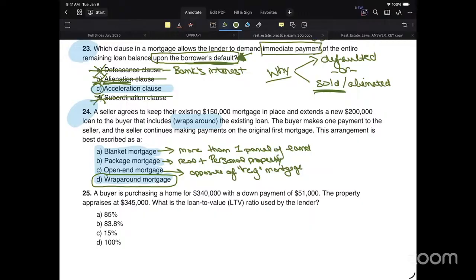That extra $100,000 that you don't need today, it's open for you to come and get that money from us later. That is an open-end mortgage. Most regular loans are closed. Once you get that 150, that's all they approved you for. You want more money, that's a brand new loan. Open end means they're leaving the end open. So our answer is D, wraparound mortgage. We know that, but we also use it as a review of the other stuff.